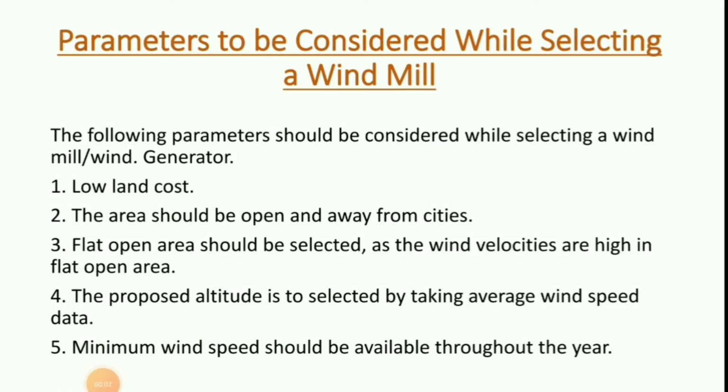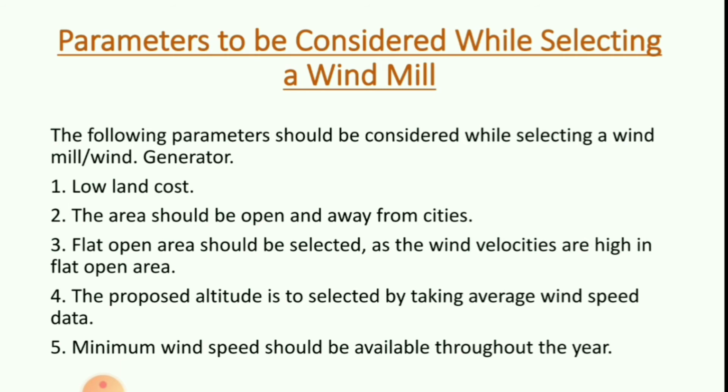Now come to the next point, parameters to be considered while selecting a windmill. The following parameters should be considered while selecting a windmill or wind generator. Number 1. Low land cost. Number 2. The area should be open and away from cities. Number 3. Flat plain area should be selected as the wind velocities are high in flat open areas. Number 4. The proposed site altitude is to be selected by taking average wind speed data.